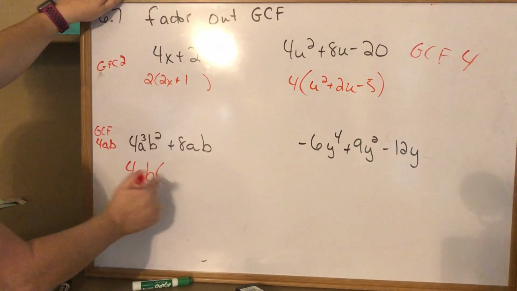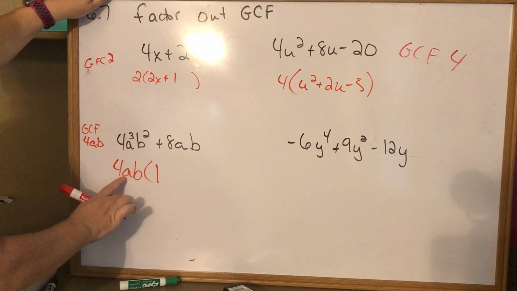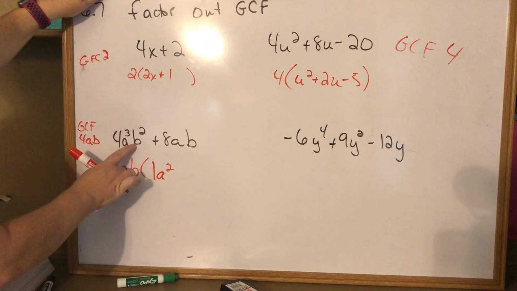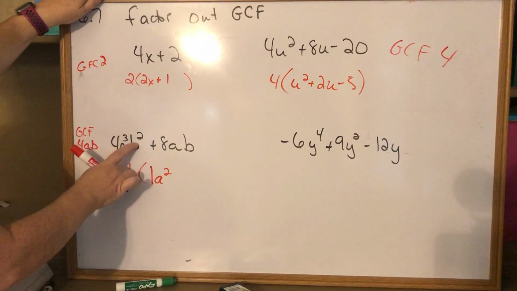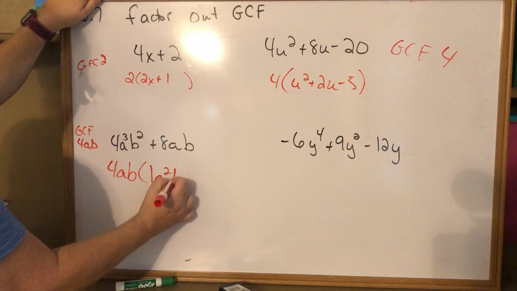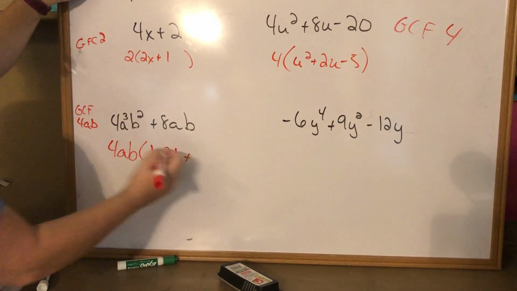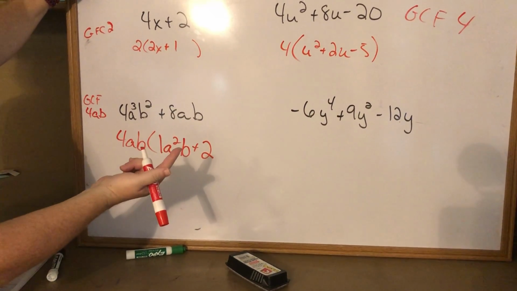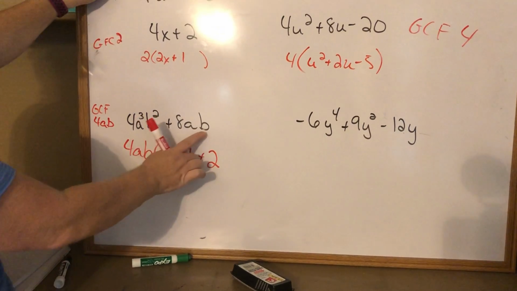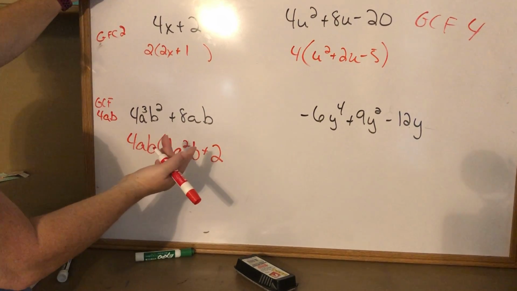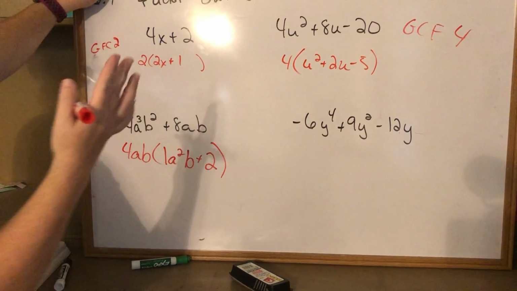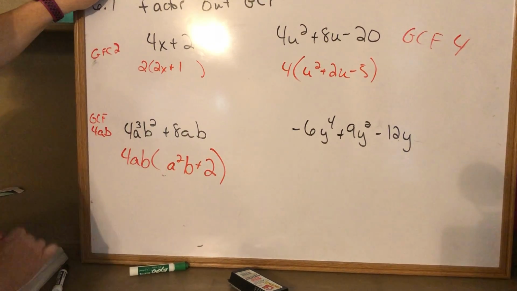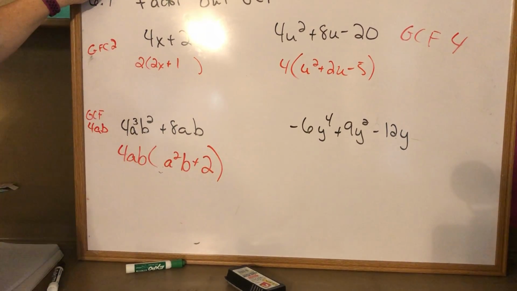So 4 divided by 4 would just be 1. A cubed divided by a would be a squared, because a to the third minus the 1 would be squared. B squared divided by b, or b to the second, subtract the 1, would just be b, plus 8 divided by 4 would be 2. A divided by a would be 1, or a to the 0 power. And then b divided by b would be b to the 0, which is just 1. So now we have factored out 4ab times a squared plus a squared times b plus 2.